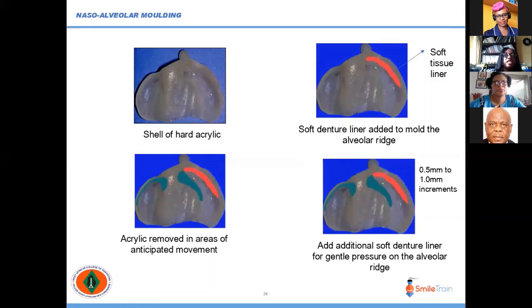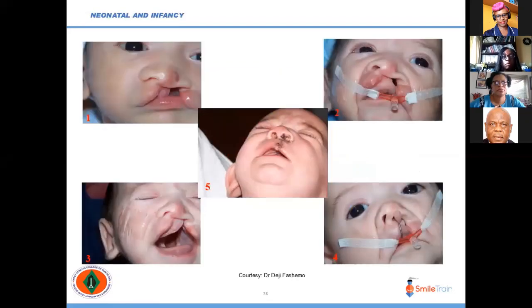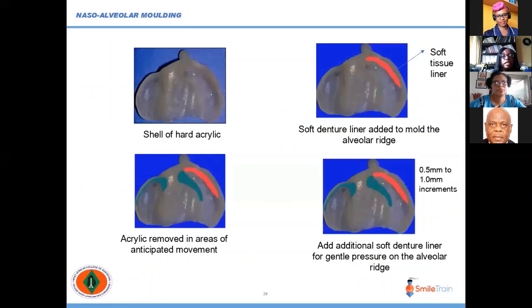Now, we're going to go through the stages of the nasoalveolar molding very quickly. We start with the initial intraoral molding plates, which is a shell of hard acrylic, and we have gradual increments of soft tissue denture liner. And you can see the pink. I'm not sure if my beam is showing. There's a pink mark showing the addition of the soft tissue denture liner.